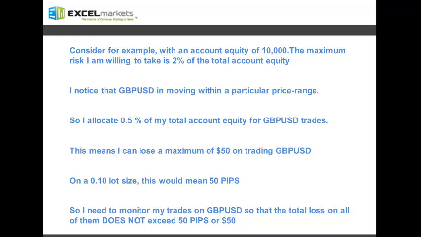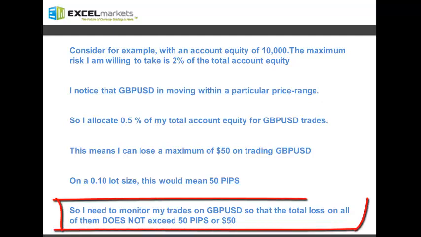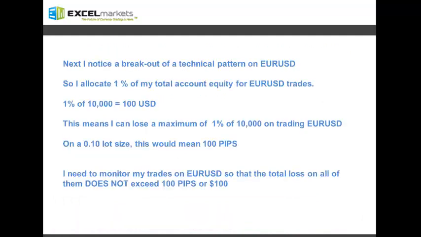So I need to monitor my trades on pound-dollar so that the total loss on all of them does not exceed 50 pips or $50. At the same time, I notice a breakout of a technical chart pattern for euro-dollar. So I allocate another 1% of my total account equity at the start of the trading for euro-dollar trades. That comes out to be 100 US dollars.